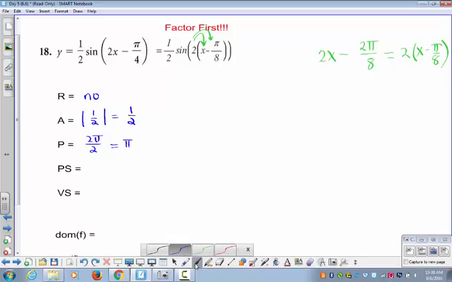Okay, so 2 pi is the basic period for sine, and we divide by that period adjuster right there. And that gives us a period that's smaller than 2 pi, so we've horizontally compressed it. That number is bigger than 1, so that matches. Should be horizontal compression. How about the phase shift?